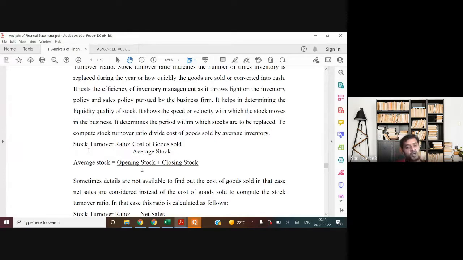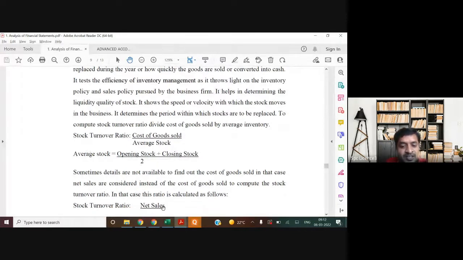Let's say the cost of goods sold is nowhere mentioned in the problem, or it is not possible to compute cost of goods sold, because the required information is not given in the problem. We need the sales figure and gross profit figure to calculate the cost of goods sold. But if it is not possible to compute it, then instead of cost of goods sold, you can consider the net sale. In that case, divide the net sale by average stock to calculate the stock turnover ratio. Is it clear?